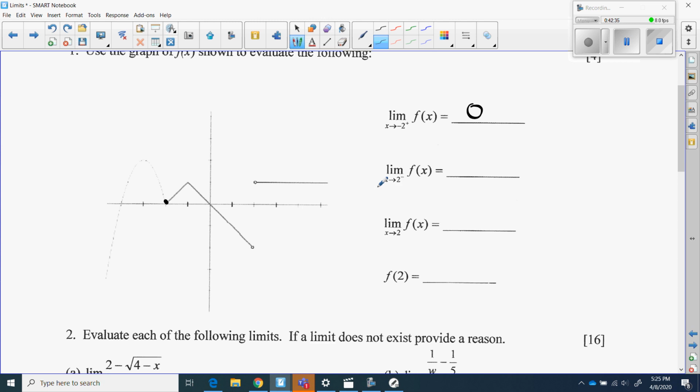Then +2 from the left-hand side. On the left-hand side, you're hitting the graph down here, which is close to -2 on the y-scale. So it says, what's the limit of this function as you approach +2? Well, it doesn't stipulate here left side or right side, which, if you remember in our video number 1, means you've got to check both sides.